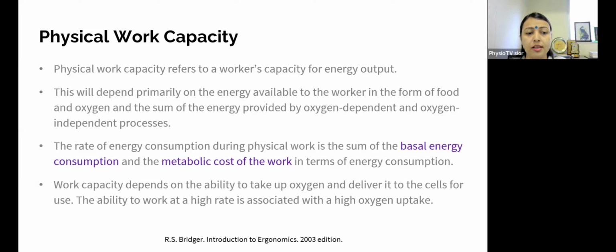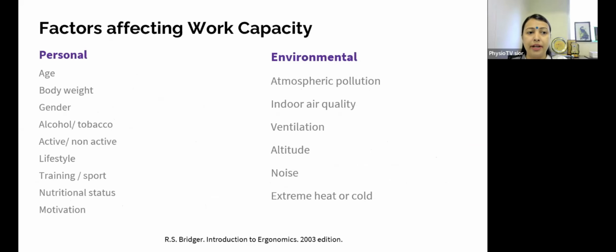work at the workplace. And work capacity depends on the ability to take up oxygen and deliver it to the cells for use, and the ability to work at a higher rate is associated with high oxygen uptake. So at times, if the worker is exposed to more demands than usual, then that capacity also has to be built up during conditioning so that these demands are met.